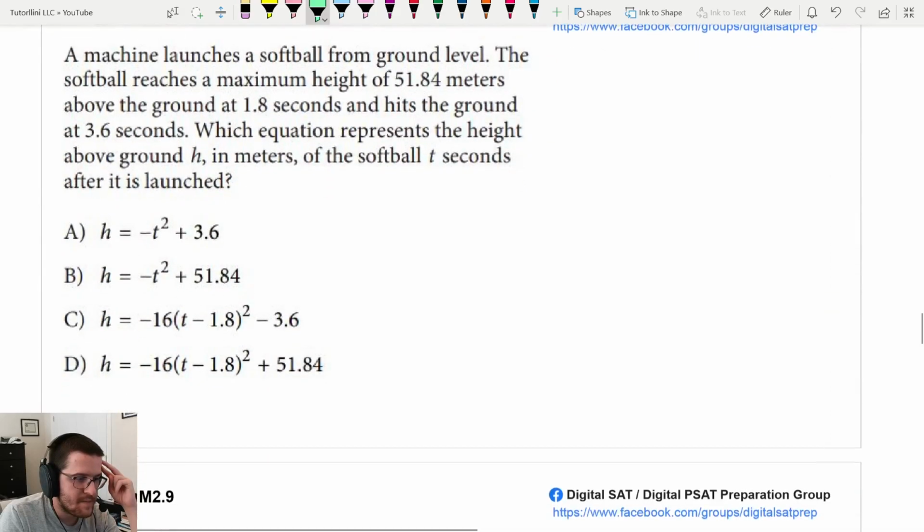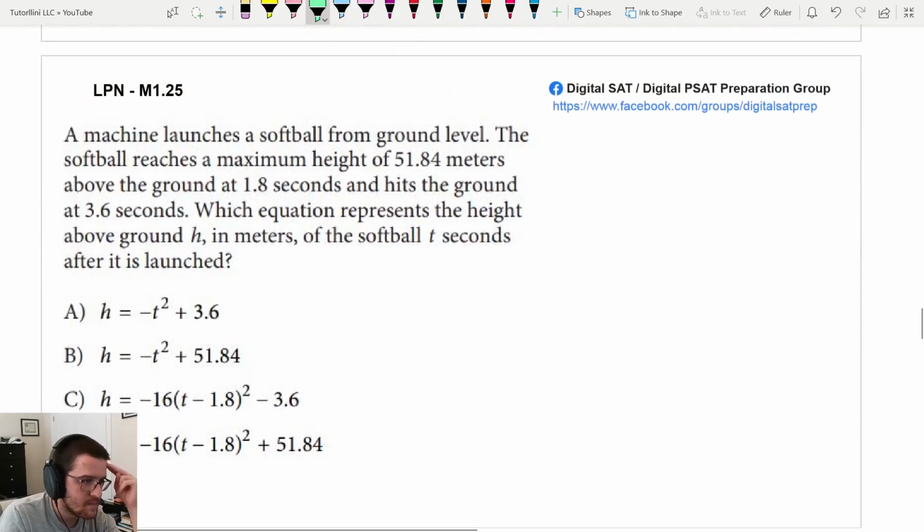Okay, let's keep going. Okay, so this is testing us on a projectile quadratics question. The maximum height is the vertex. It tells us the vertex. So there are some things we really have to know for this one.